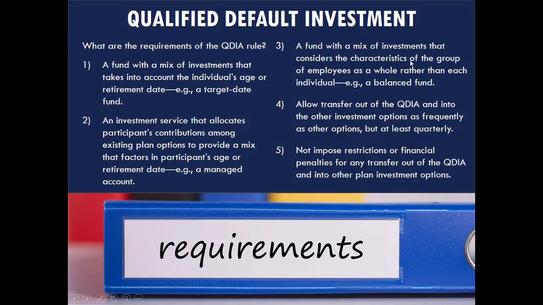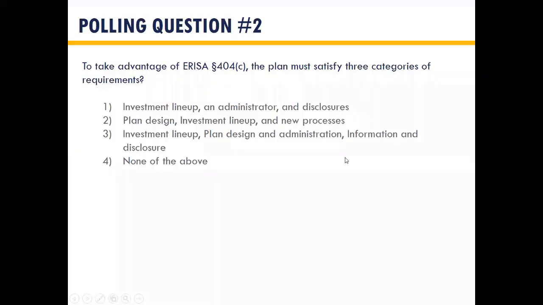Another way to do it is to have what we might call a balanced fund or a moderate fund that's something appropriate for pretty much anyone in the group, something that's very middle of the road, doesn't take a lot of risk either way. And then finally, some other requirements about how frequently you can transfer in and out of those funds.